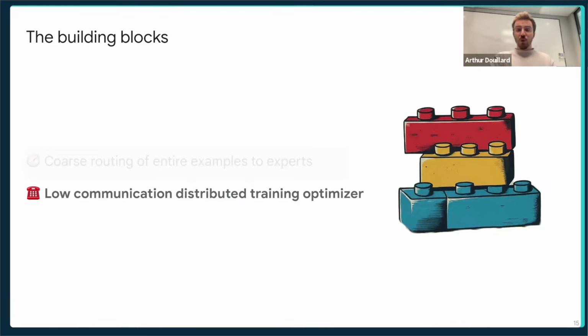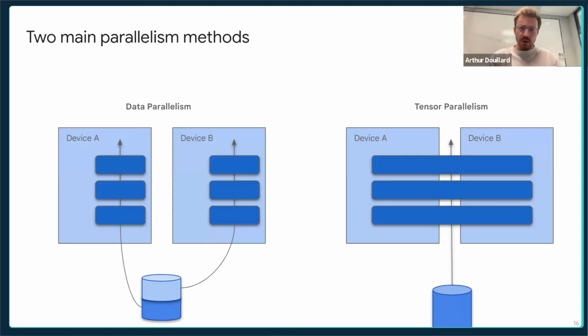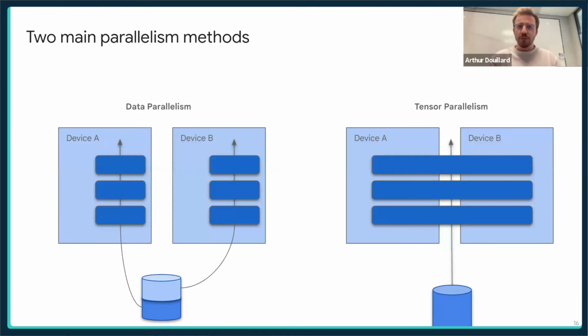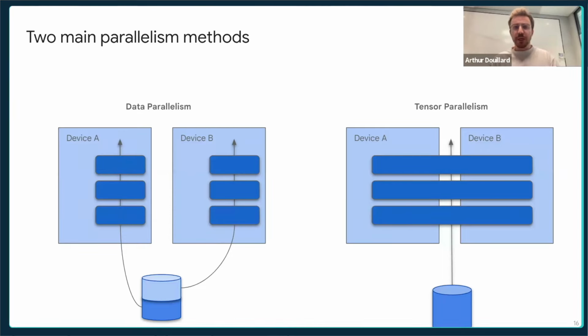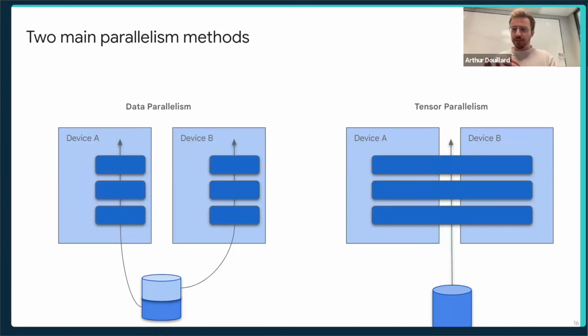The distributed part of DiPaCo. For that, we need a low communication distributed training optimizer. Just for a quick reminder, we can split the parallelism methods into two kinds: data parallelism and tensor parallelism.